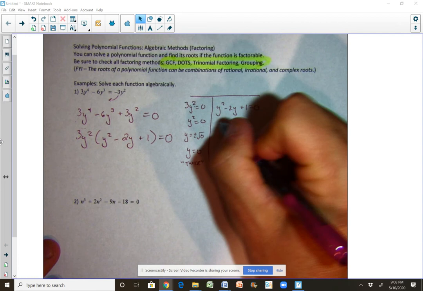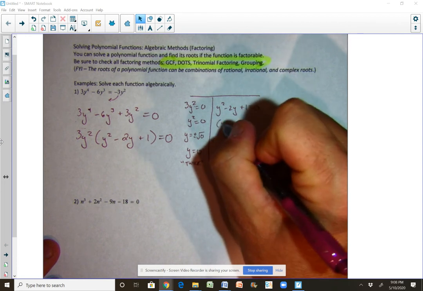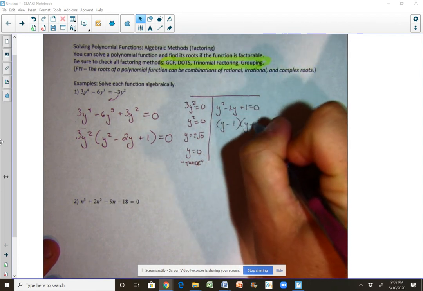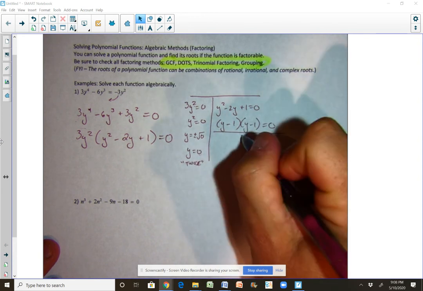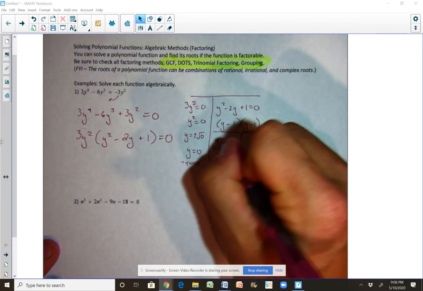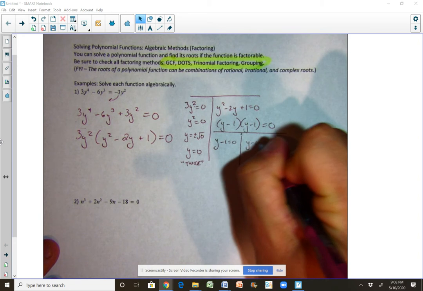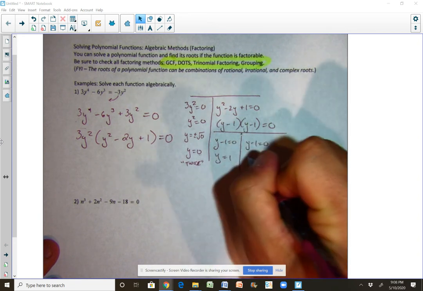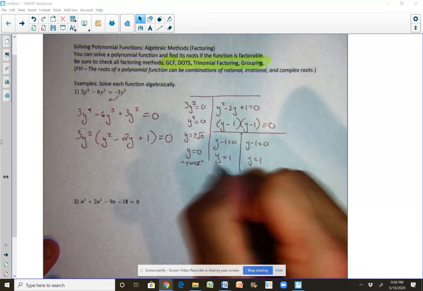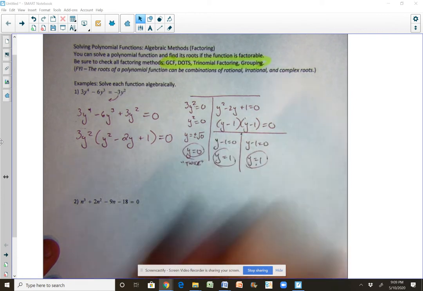Over here, if we factor this out, this is also going to factor into y minus 1 times y minus 1 equals 0. It's kind of like a t-chart within a t-chart. So here you have y minus 1 equals 0, y minus 1 equals 0 again. You get y equals 1, and you get y equals 1. You get a double root again. It's the same root twice, just like this was twice.